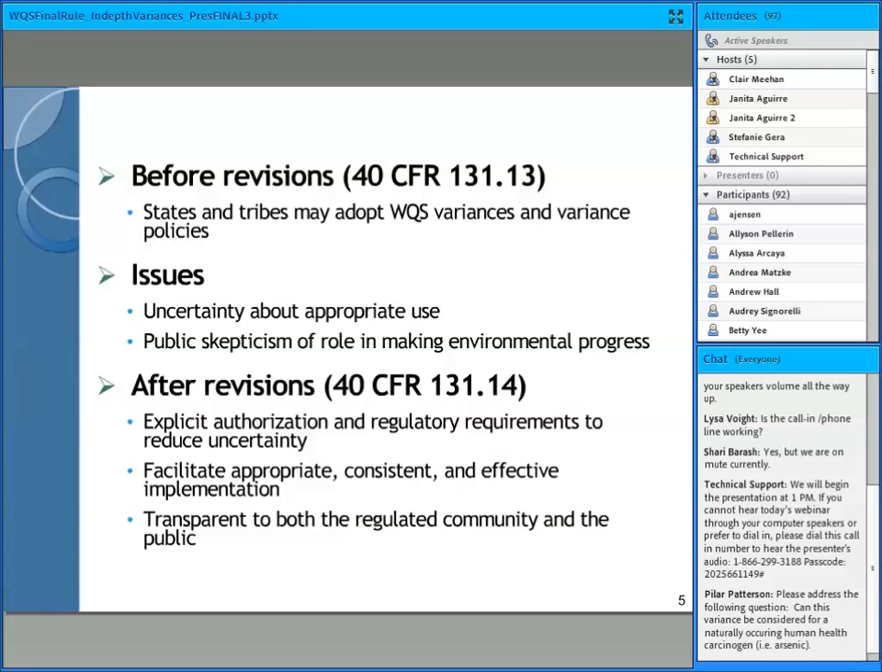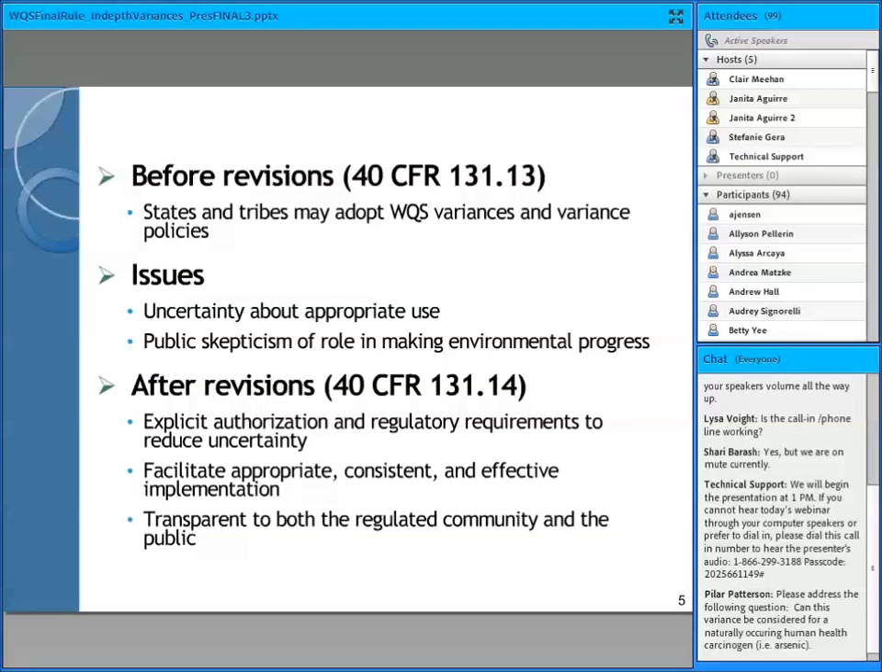In the past, the water quality standards regulations said little about water quality standards variances other than states and tribes may adopt policies generally affecting their application and implementation. This led to uncertainty and confusion about how, when, and where to use variances that has contributed to public skepticism about the use of variances as a tool to improve water quality.